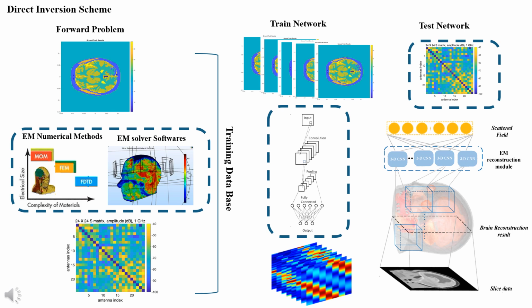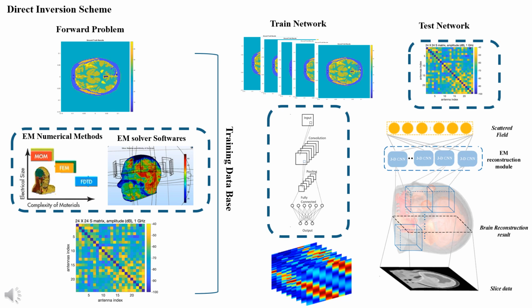In the context of brain imaging, this is particularly challenging due to the complex nature of brain tissue and the nonlinearity of the problem. The scattered wave data alone is insufficient to reconstruct accurate images without sophisticated algorithms capable of dealing with these complexities. In this scheme, the scattered electromagnetic fields, captured as S parameters by the sensor array around the head, are directly input into a pre-trained CNN.